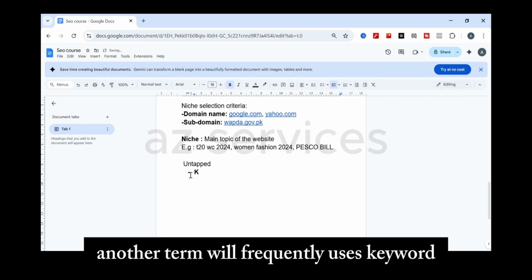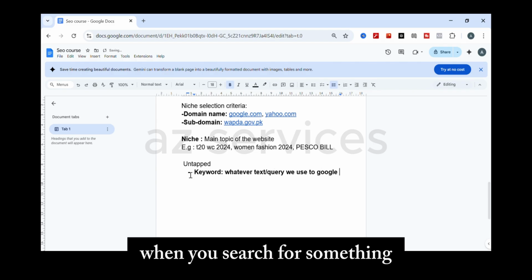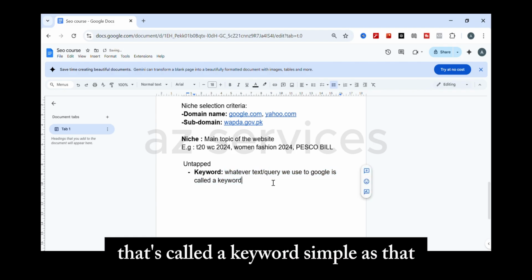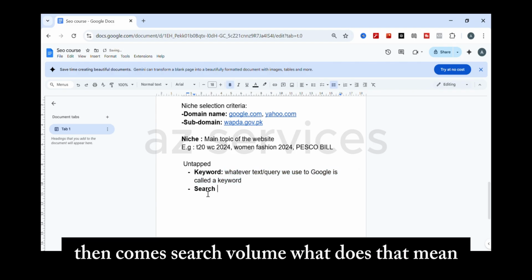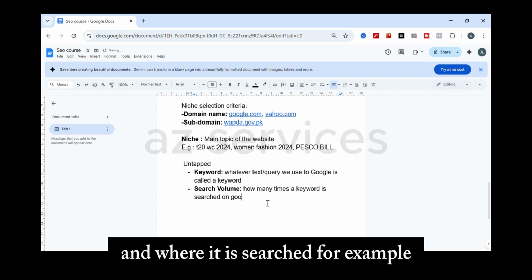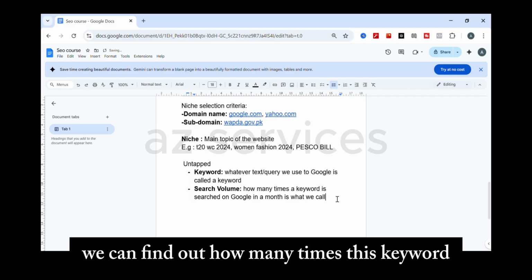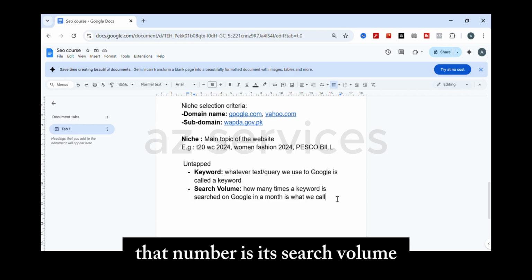Another term we'll frequently use is keyword. What is a keyword? It's the text you type into Google when you search for something. That's called a keyword. Simple as that. Then comes search volume. What does that mean? It tells us how many times a keyword is searched for in a month and where it is searched. For example, if I search AZ Services YouTube channel, we can find out how many times this keyword is searched each month. That number is its search volume.